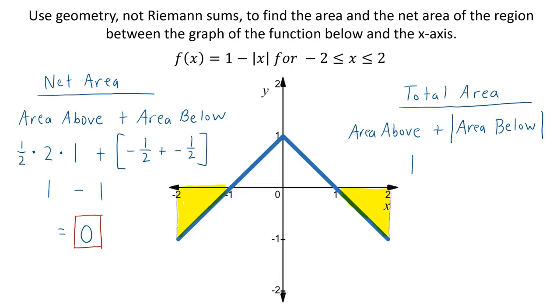We've already done our area calculations, so we know the area above the x-axis is 1, and the area below the x-axis is -1. 1 plus the absolute value of -1 is 1 plus 1, or 2. So 2 is the total area bounded by the graph and the x-axis.